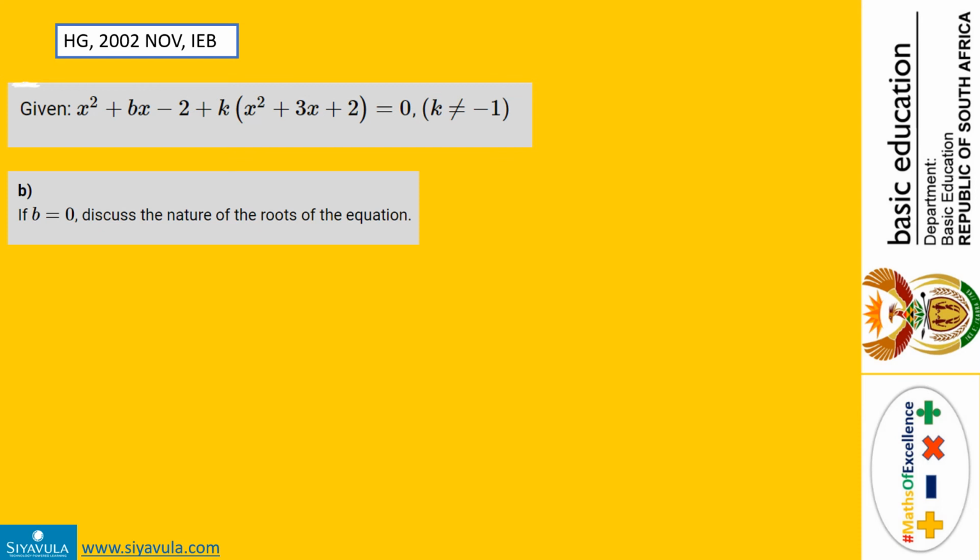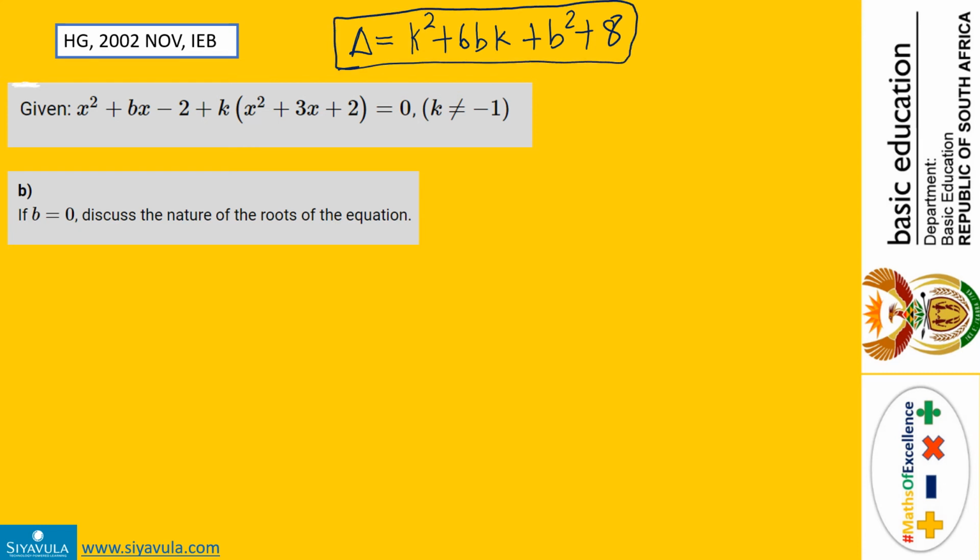We are given that equation. Don't forget that in the previous question, we managed to show that our delta is equal to k squared plus 6bk plus b squared plus 8, right? We just proved this in that previous question. So now they are saying you are given the same equation. Then they're saying if b is equal to 0, discuss the nature of the roots of the equation.